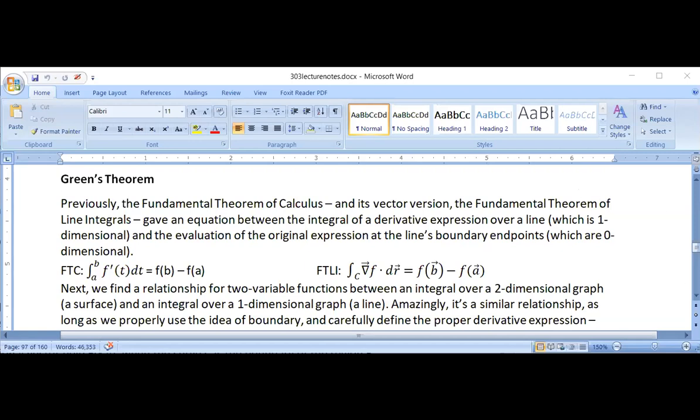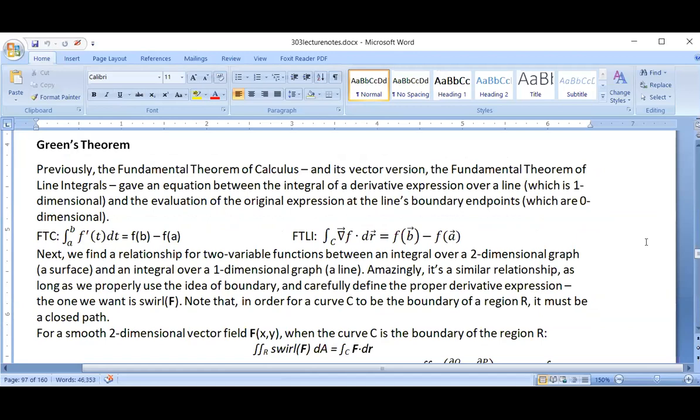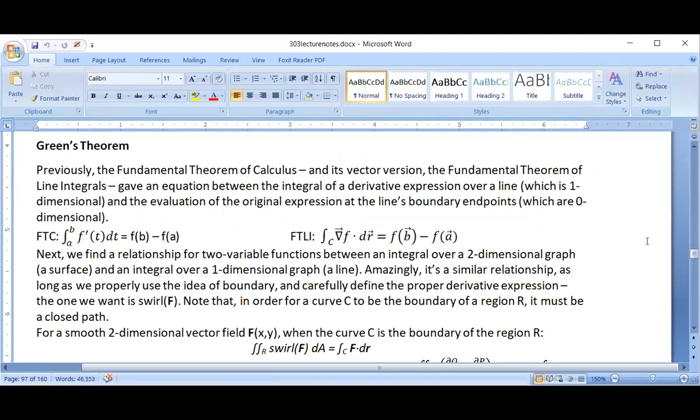And then we also need the proper derivative expression that we're going to take the integral of. Since we're in two dimensions, the integral expression is going to be swirl. So what we wind up with is this. The double integral over region R of the swirl of the vector field F dA equals the integral over the curve C of vector field F dot dr.